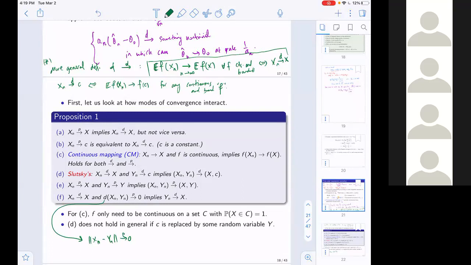If it was a random variable, then the limits would be different. So for different f's, you'd get different limits. The expectation of f of x would be different for different f's. But here, the limit is basically constant. So no matter what f you apply, the limit is basically the same.